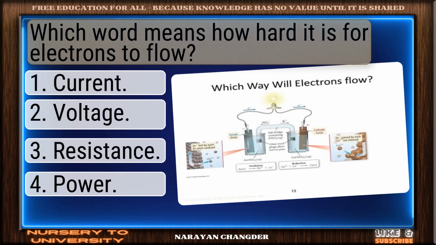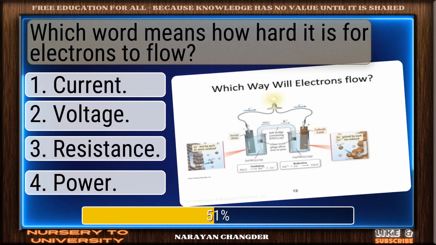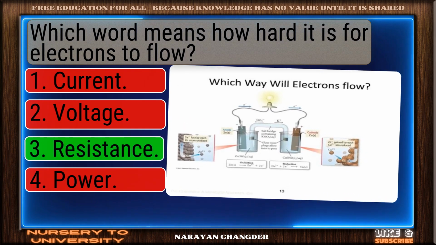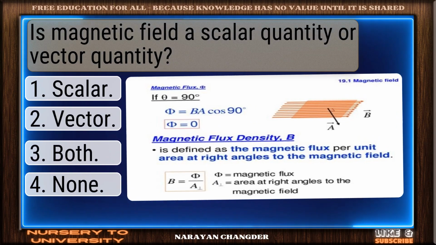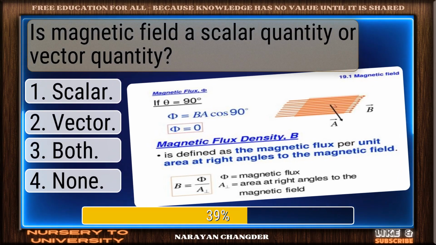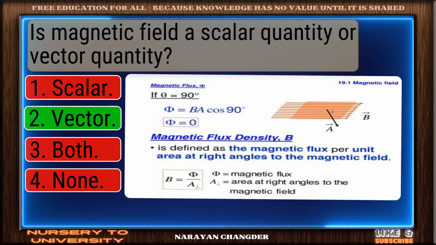Which word means how hard it is for electrons to flow? Solid response. Resistance is valid. Is magnetic field a scalar quantity or vector quantity? Nicely done. Vector is solid.